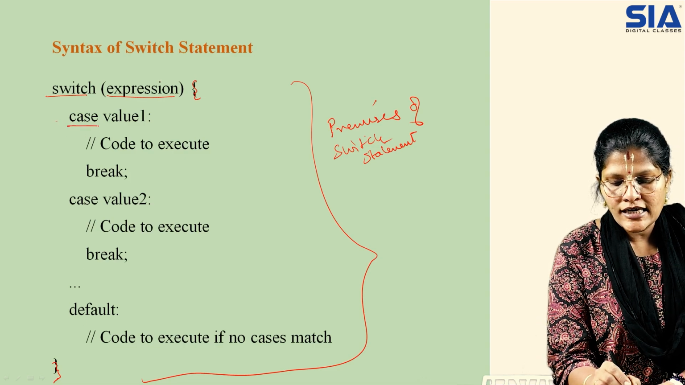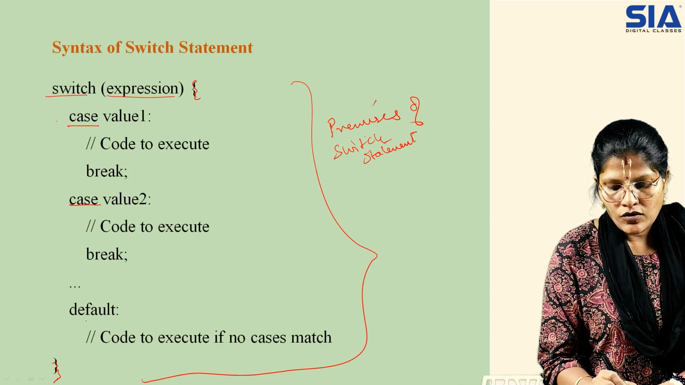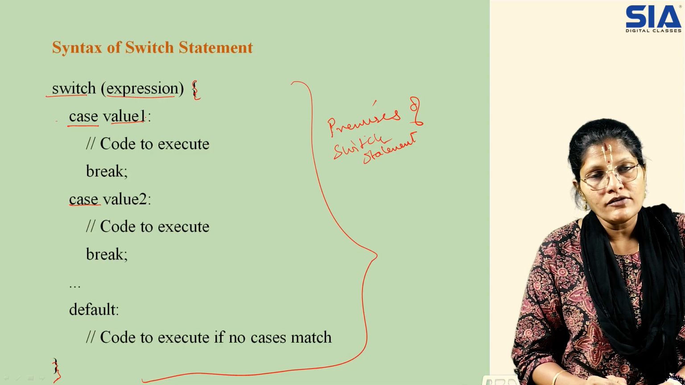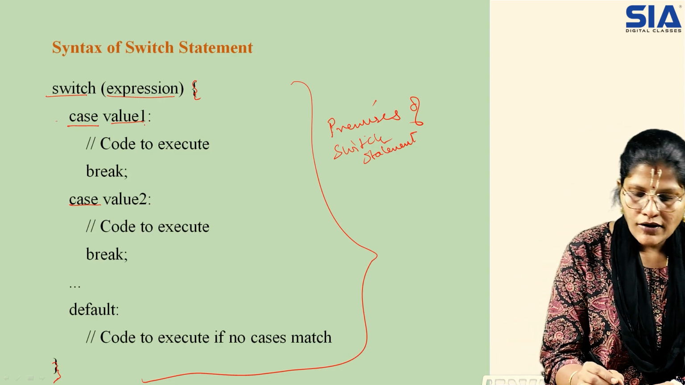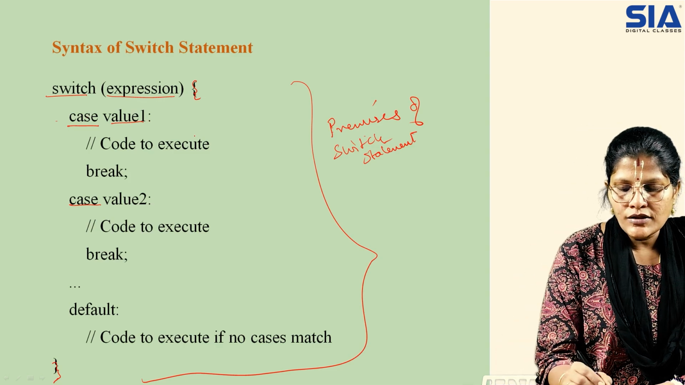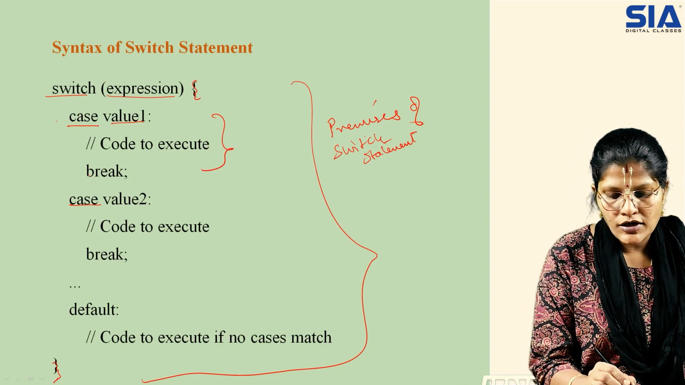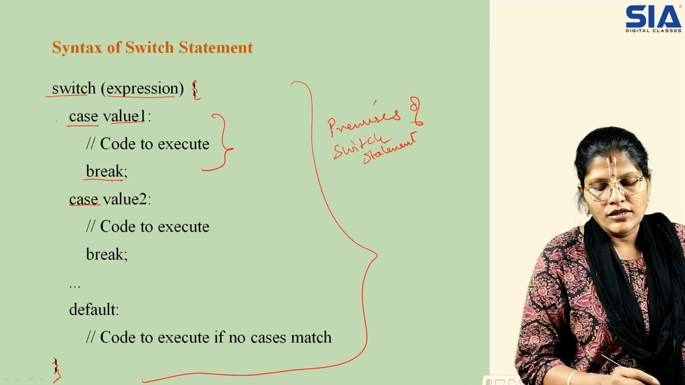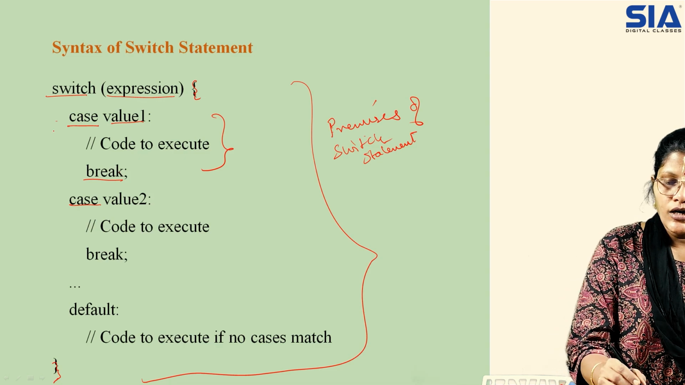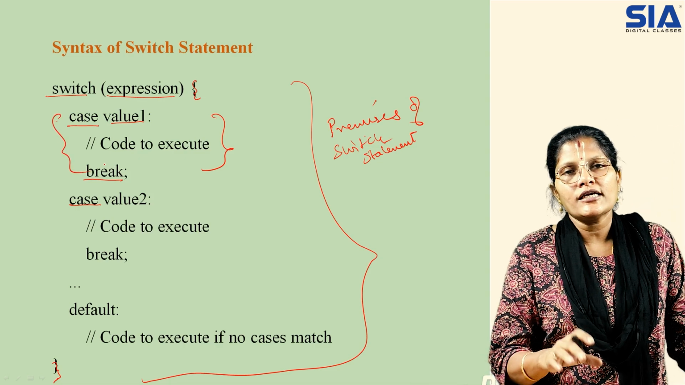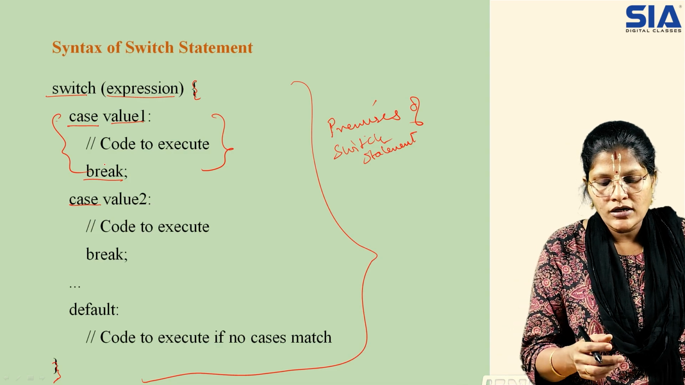Now here, case is a keyword. Value is nothing but whatever value we are assigning. Once you are done, if the case is matched, you have to come out of the particular code. That is why we are using the break statement. We use the break statement whenever we come out of a case, because if you don't give the break, we will stay in the particular case only and we cannot come out of it.